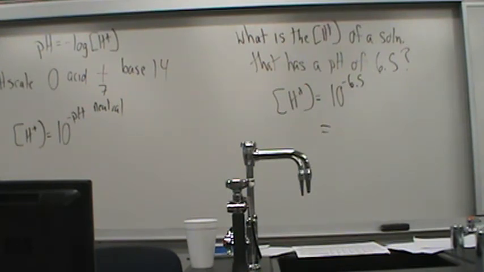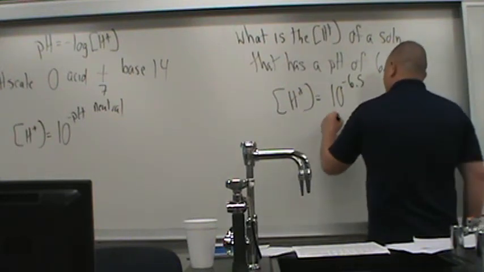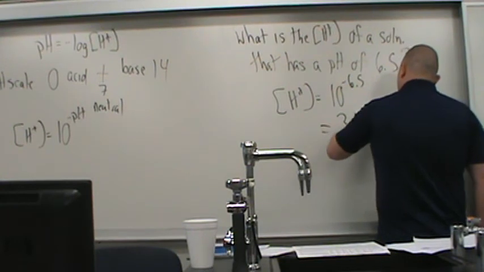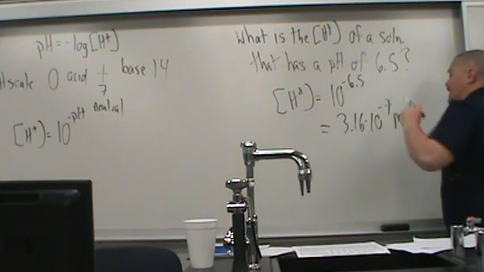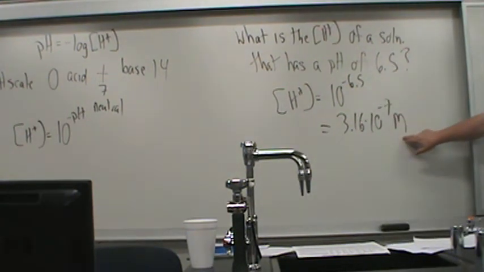What are we coming up with for a concentration? Give it to me in scientific notation, please. 3.16 times 10 to the negative 7. Okay. Jacob says 3.16 times 10 to the negative 7. Now, since it is concentration, we have to have molar with it. So how many people are coming up with 3.16 times 10 to the negative 7 molar for concentration?